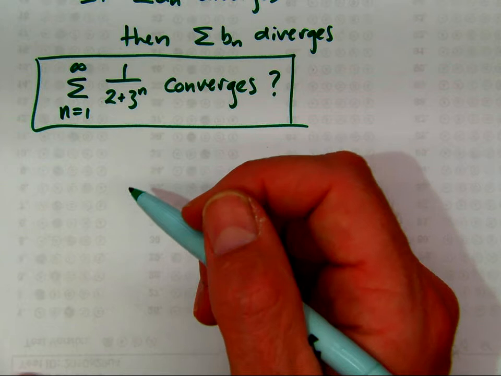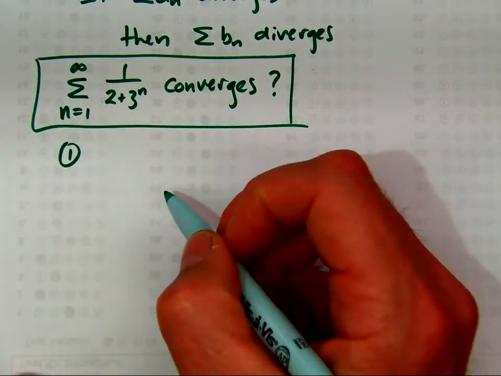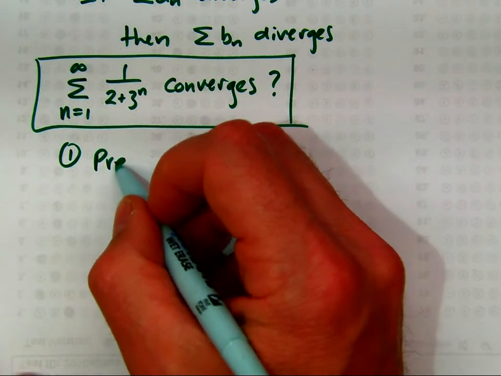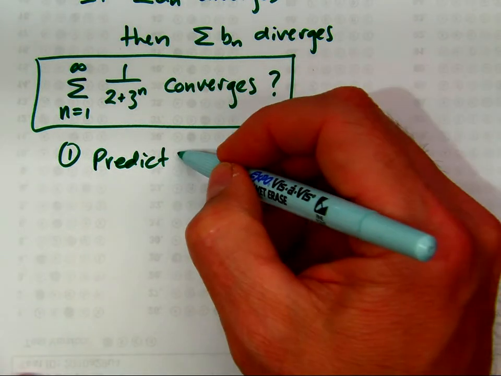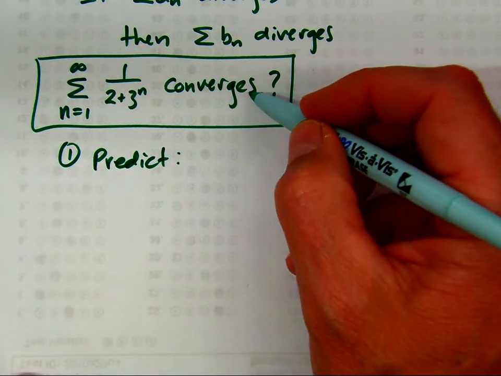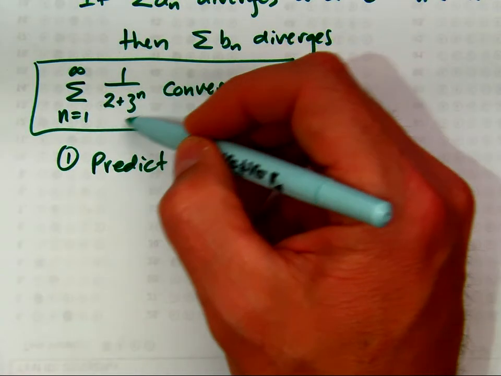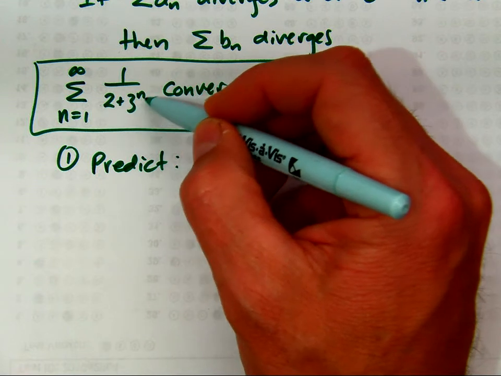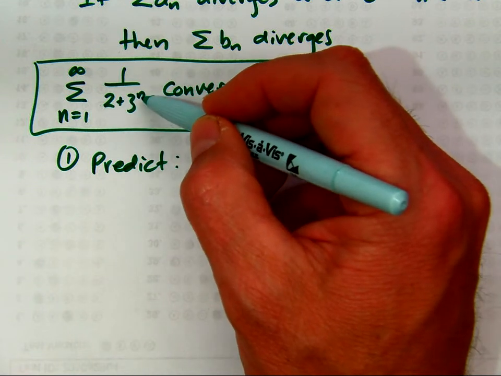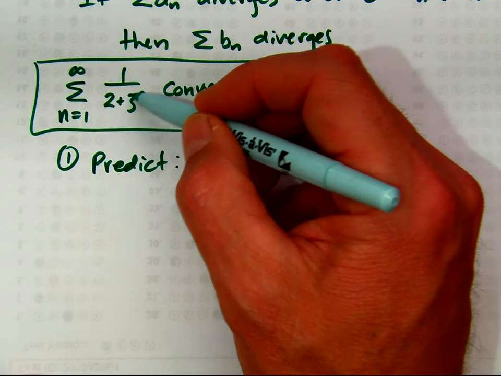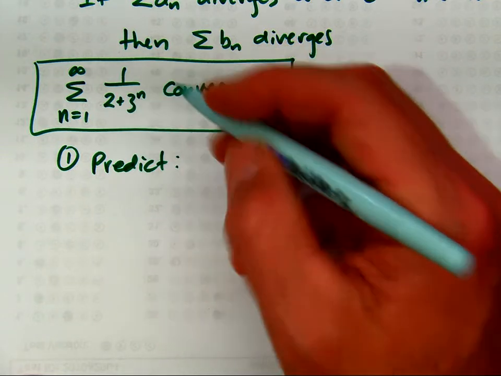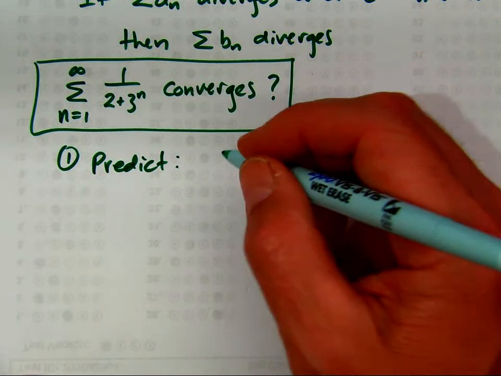So let's go through some steps. Step 1, and let's predict what we think this is going to do. Let's predict whether it converges. So we see the denominator is increasing fast because it's exponential with a 3 instead of a fraction here. So it looks like it's going to converge.